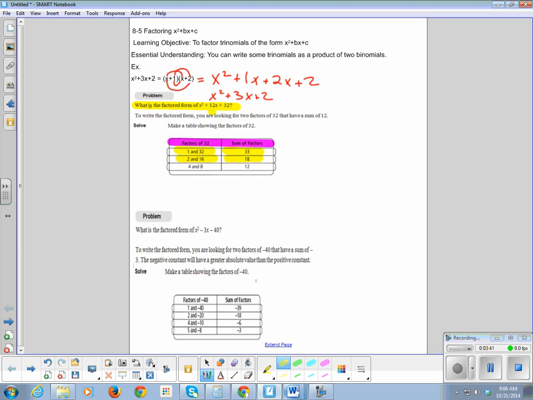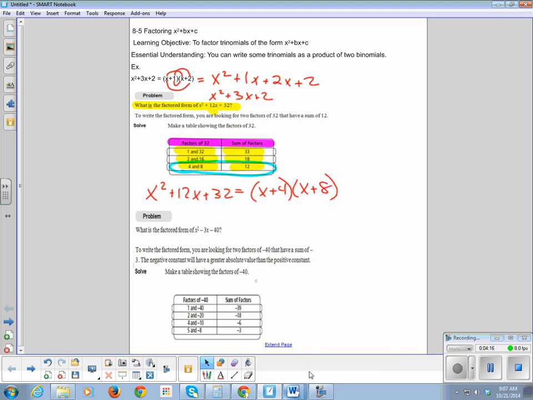And we want our numbers to add up to be 12. So once we get to 4 and 8, 4 plus 8 is 12. Winner, winner, chicken dinner. This is our factor. So we're going to highlight 4 and 8. So we know that x squared plus 12x plus 32 is equal to x plus 4 and x plus 8 multiplied together. The 4 came from here, and the 8 came from here, because when I FOIL it out, you're going to get 4x plus 8x, and that's going to get this 12x for you.